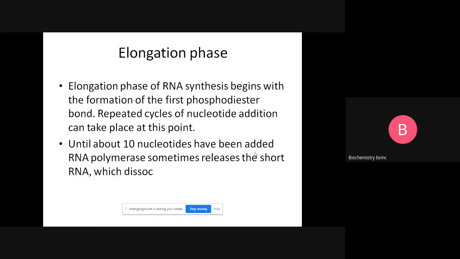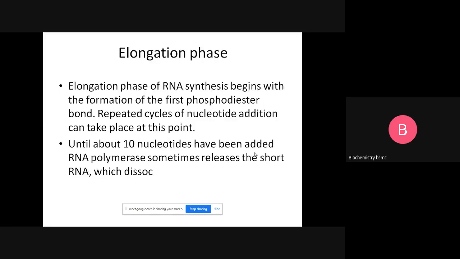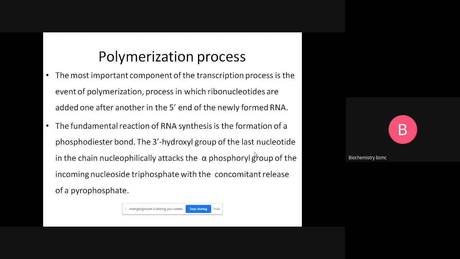Until about 10 nucleotides have been added, RNA polymerase sometimes releases a short RNA. Next, the reaction is thermodynamically favorable. Which reaction? It is the release of the pyrophosphate, which I was discussing there. The 3' hydroxyl group of the last nucleotide in the chain nucleophilically attacks the alpha phosphoryl group of the incoming nucleotide side phosphate, with concomitant release of the pyrophosphate.